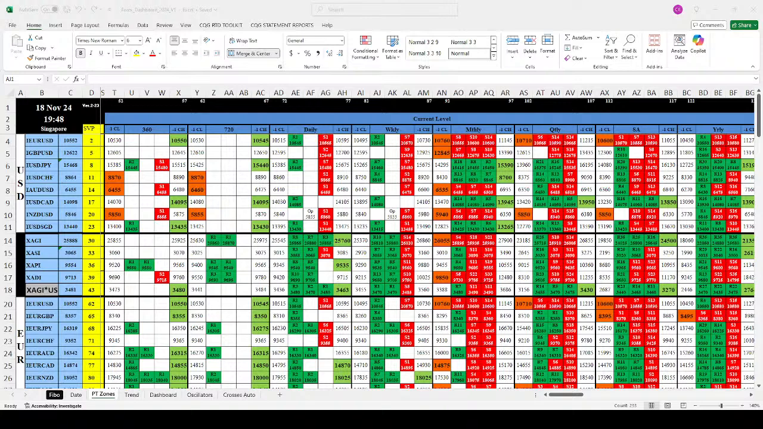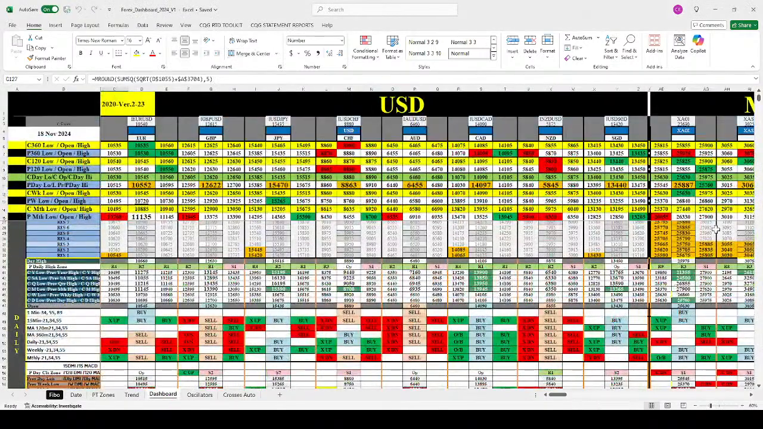Okay, now coming back to this, we have a strong buying force on the daily, and weekly this is showing two buying forces and one selling force, so we have to exit before we reach the resistance. This is the clue we are getting based on the PT zones. Then finally we go into the dashboard.